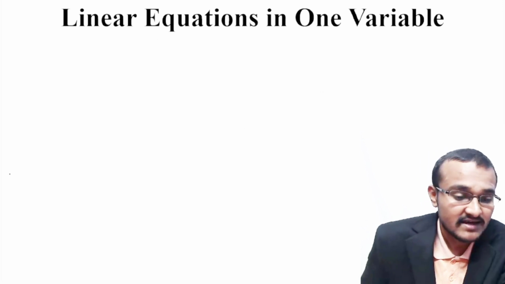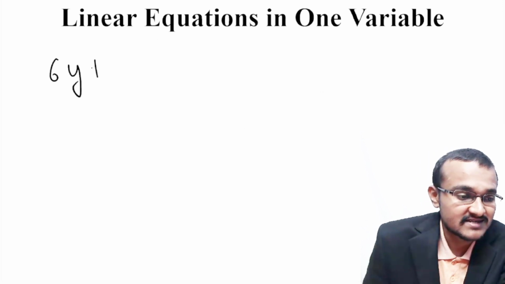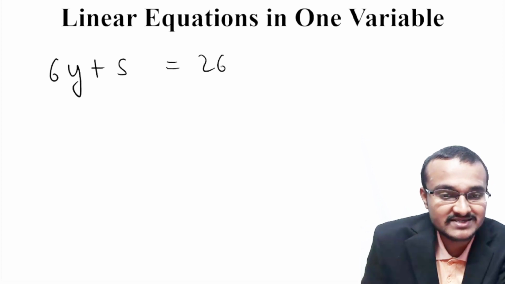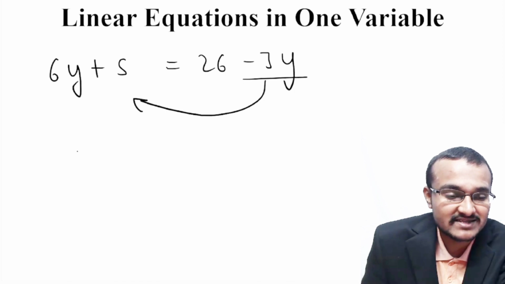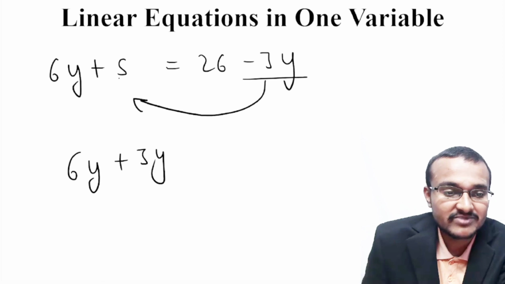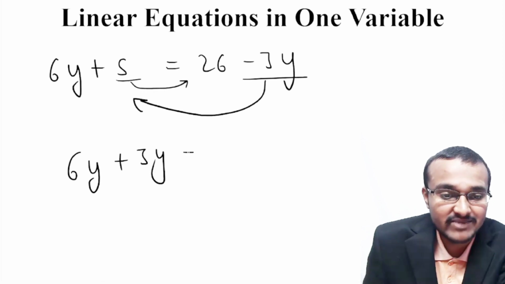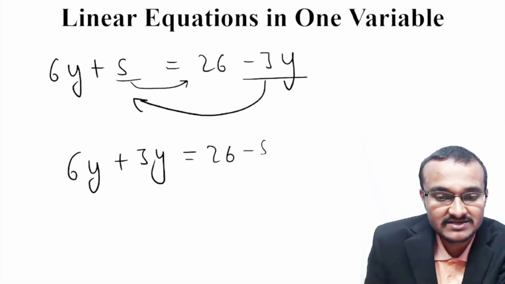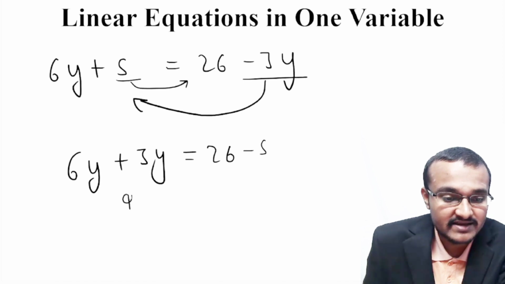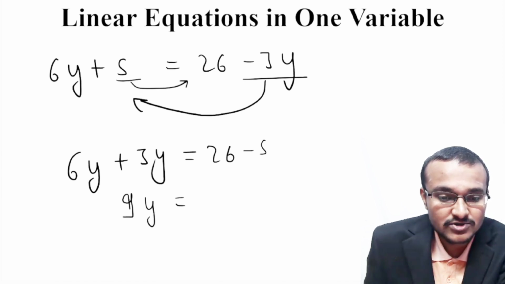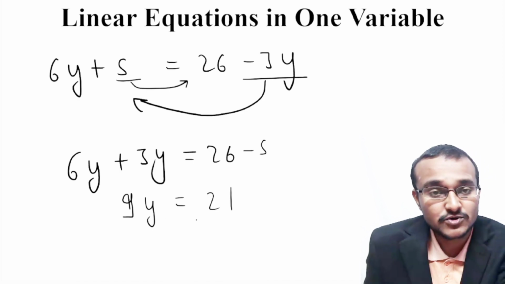Now you can see I have got a linear equation, that is 6y plus 5 is equal to 26 minus 3y. You can bring this minus 3y to LHS, so then this becomes plus 3y. So 6y plus 3y. You can bring this plus 5 to RHS, it will become minus 5. So 26 minus 5. So here you got 6y plus 3y, which is actually 9y. So 9y is equal to 26 minus 5, which is actually 21. So 9y is equal to 21.